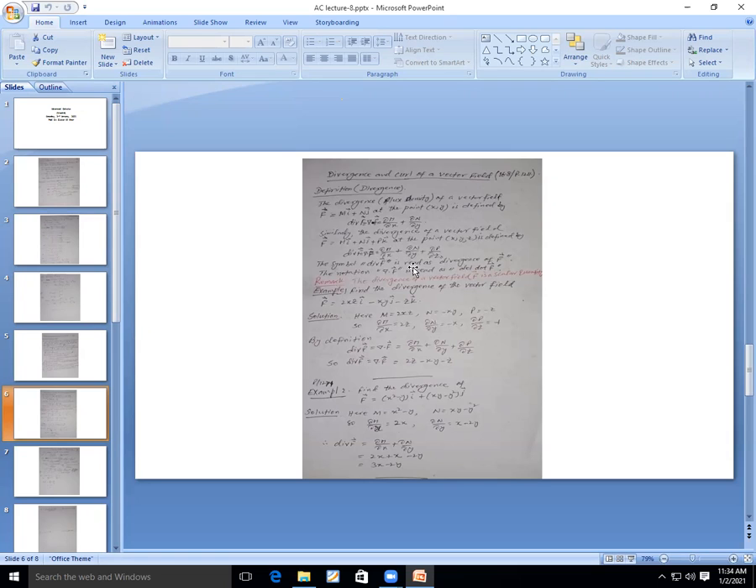So by definition, the divergence of a vector field f in 2 dimensions is defined like this: del M over del x plus del N over del y, and the divergence of a vector field in 3 variables is defined as del M over del x plus del N over del y plus del P over del z.